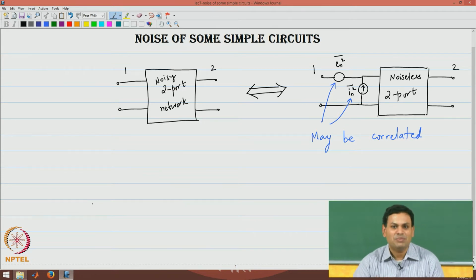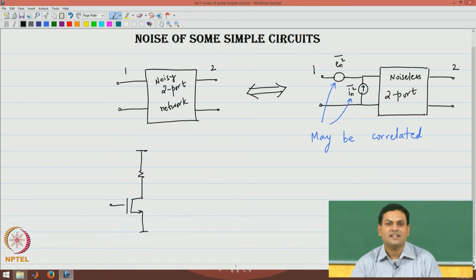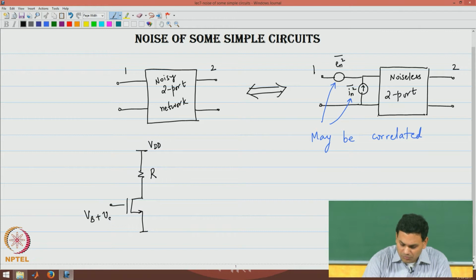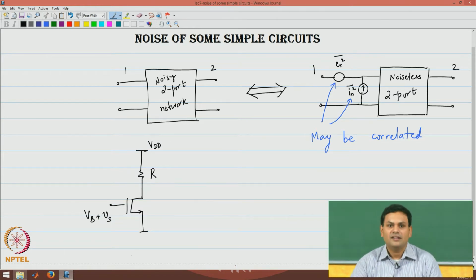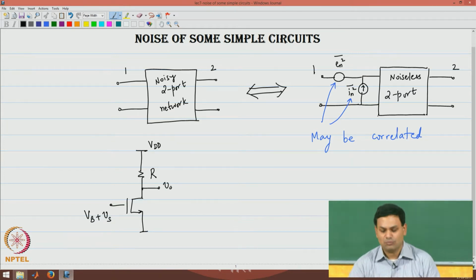Now, let us take some simple circuits and try to determine the input referred noise. I will start off with a common source amplifier with a resistive load. Let us say the value of the resistance was R, and at the input I am applying the signal plus some bias, and the output is taken at this point.